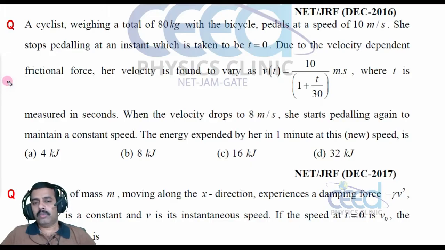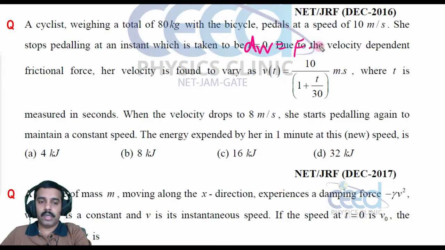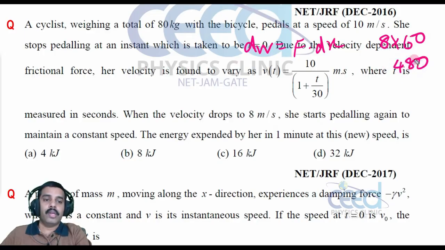So at this speed, what is the energy expended? That is force into displacement, right? So with this speed in 1 minute, right? 8 meter per second in 1 minute. What is the displacement? That also we can calculate. That is 8 into 1 minute. 1 minute is 60, right? So 480, right?